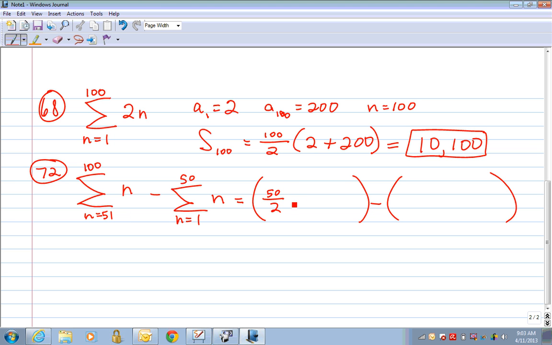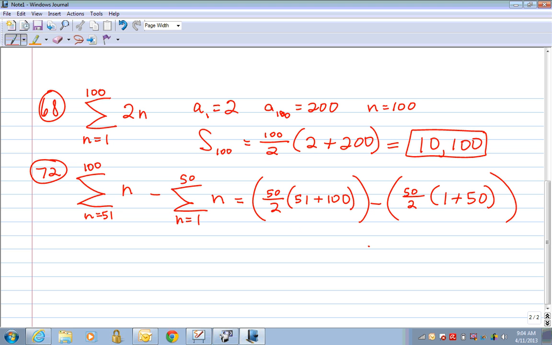All right, so then the first term, when we plug a 51 in for n, that's a 51. And then when I plug a 100 in for the last term, that's 100. For the second one, since we're starting with 1, I can use the same rule. 50 minus 1 is 49 plus 1 back. You always have to add the 1 back, but 50 divided by 2 times 1 plus 50.